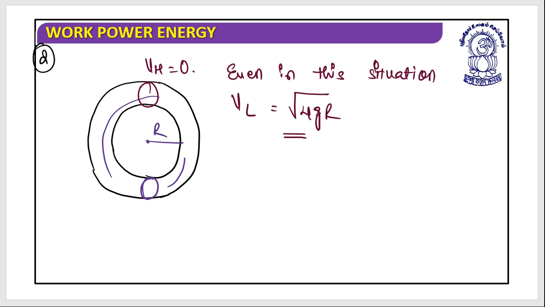So these are the two special cases of vertical circular motion, in which if velocity at the lowest position is root 4gr, it will continue to move in its vertical circle, and it is not going to leave the trajectory. I hope you got this. Are you clear with this?